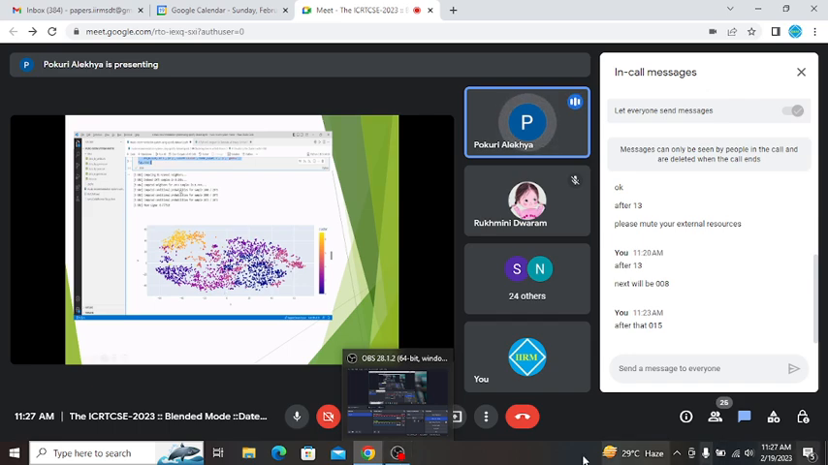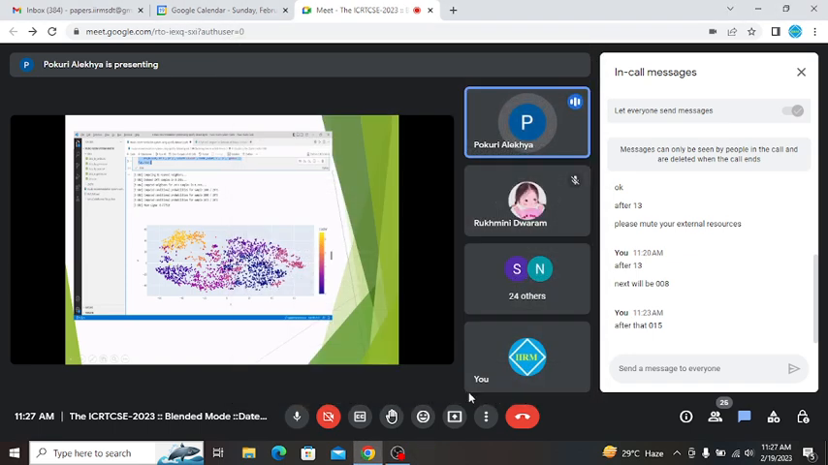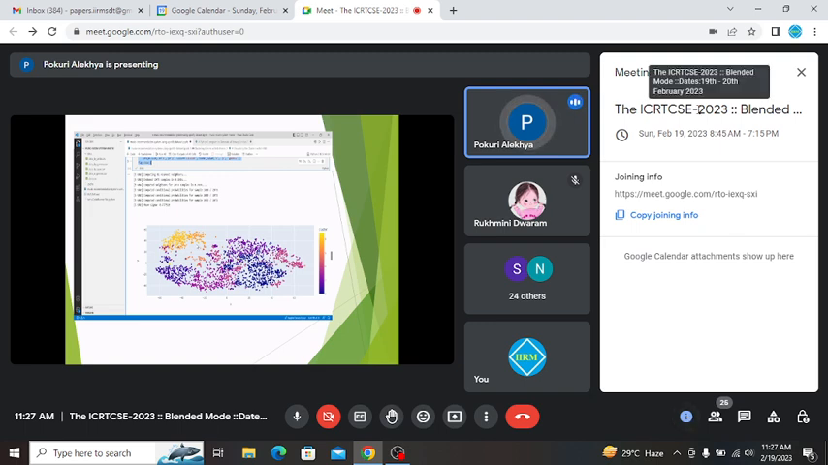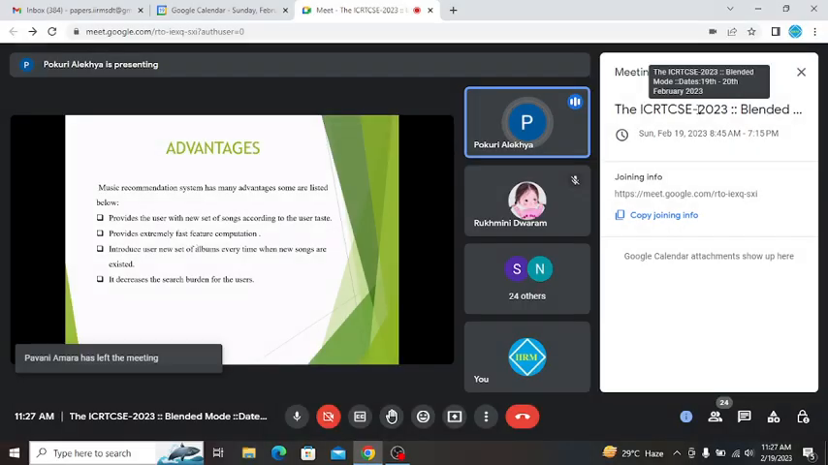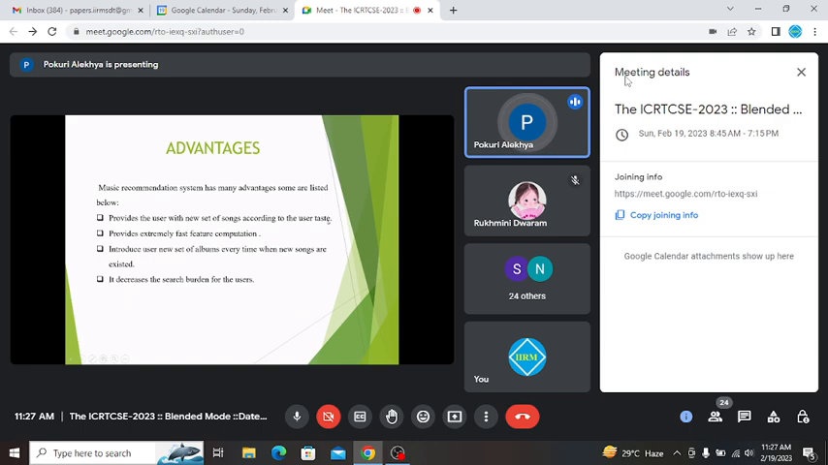As I said, we have used k-means clustering. While performing the k-means clustering, we'll get a data set like this. These are all the songs played by the users, and it will categorize them. These are the songs from one category, like this. These data points are the songs that the user has played, and from this we will perform k-means clustering, select the most efficient clusters, and recommend the songs from them. Advantages of our music recommendation system: it provides a new set of songs according to the user's taste.